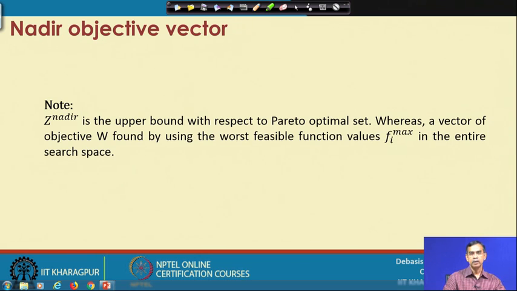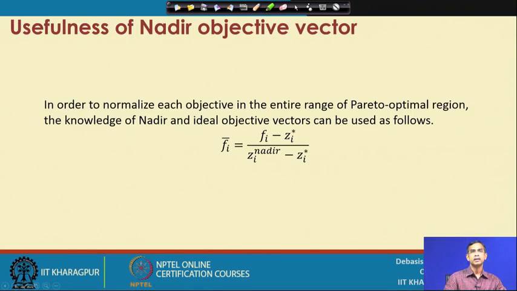We have learned about the usefulness of the ideal objective vector. Similarly, there is an application of the Nadir objective solution, which can be explained by this form. The Nadir objective solution is usually used to scale the objective vectors. The scaling of objective vectors we have learned while discussing scaling in case of single objective genetic algorithm.